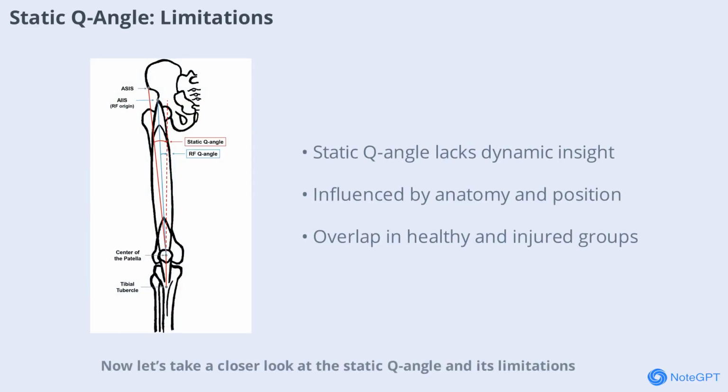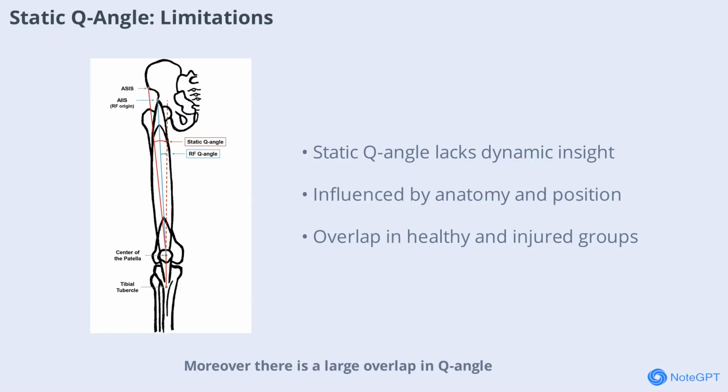Now let's take a closer look at the static Q-angle and its limitations. Static Q-angle is measured while the patient is either standing or lying down, with the knee extended or slightly flexed. While this measurement is widely used, it has several drawbacks. First, the static Q-angle does not accurately reflect the true direction of quadriceps muscle force during movement. The angle can vary significantly between individuals, and even between the left and right legs of the same person. Factors like gender, race, and anatomical differences such as pelvic width can influence the Q-angle.